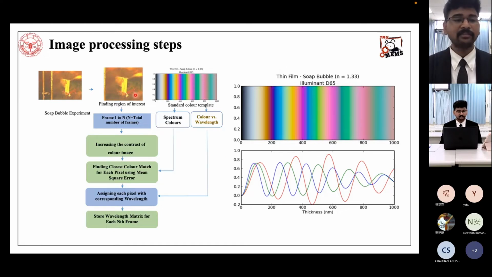The lighting effect determines how well we can enhance the video, and we assign each pixel a corresponding wavelength, because each pixel has a corresponding wavelength which will match the reference setup. And finally, we get the stored wavelength matrix of each nth frame.